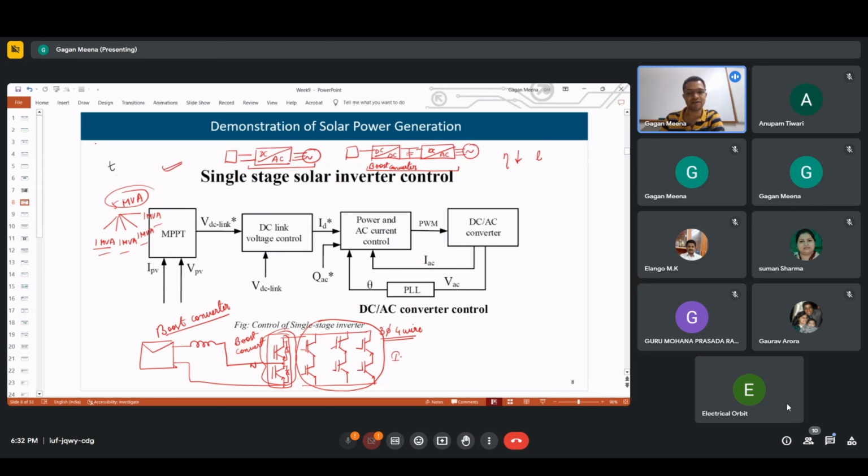It will limit the voltage. Correct, because what is the nature of a capacitor? It won't allow sudden change in voltage, right? Because I is C dV by dt. It is the property of a capacitor that it will not allow sudden changes in voltage. Similarly, an inductor doesn't allow sudden changes in current.